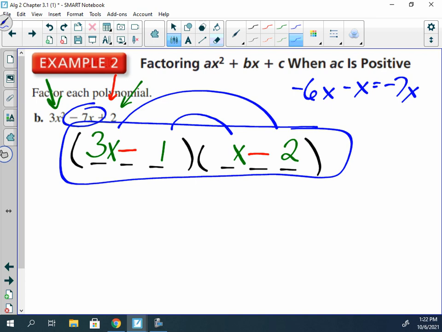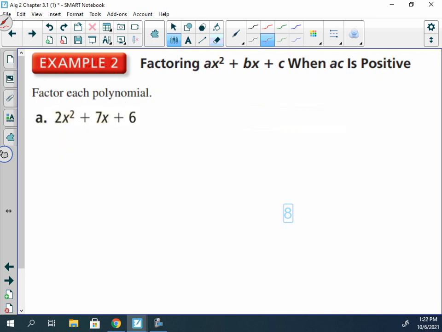Questions on this here? Let's look at this one. 2x squared plus 7x plus 6. Is there a greatest common factor? No, the 7, because 2 and 6 do, but the 7 kind of throws everything off. So, okay, we'll move on to step 2.